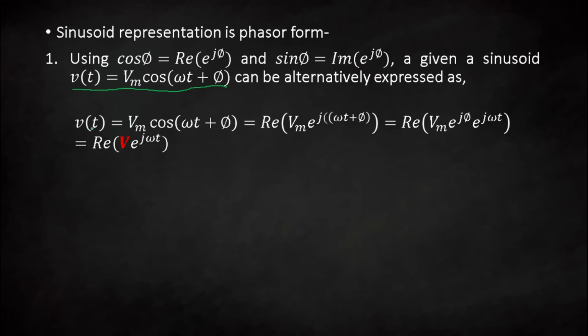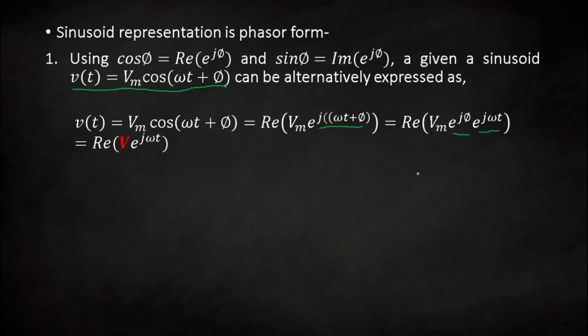So v of t is equal to Vm cos(omega t plus phi). Now we know that cos is the real part of e raised to j, so the cosine term is the real part of Vm e raised to j(omega t plus phi). Simplifying, e raised to j(omega t plus phi) is e raised to j omega t multiplied by e raised to j phi.